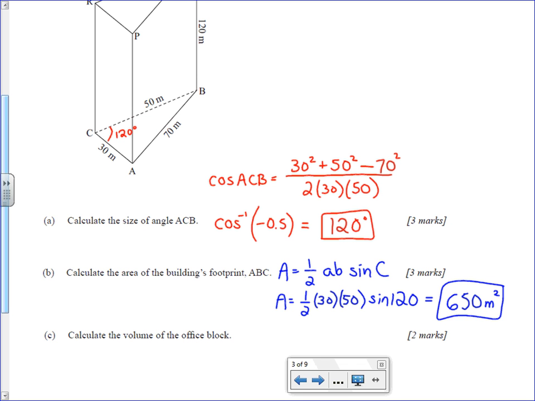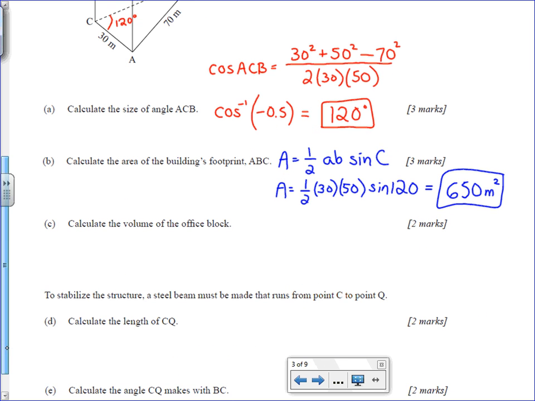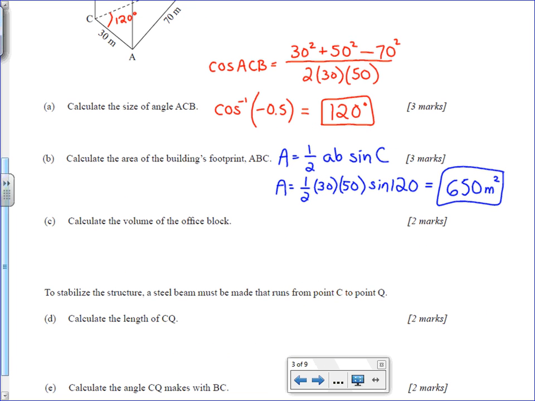Right, for that one again, you can get a method point and an answer point for using the right formula and filling it in correctly, and then an answer point for having the right answer. You can get follow-through points there if you had the wrong angle, as long as you used it in the right formula. Okay. C asks us to calculate the volume of the office block. You're going to go to your formula booklet to find the volume of a prism.